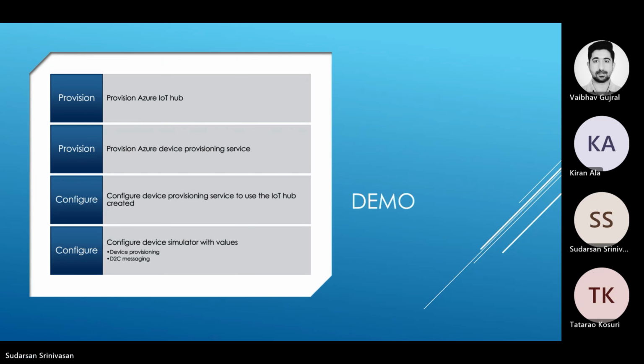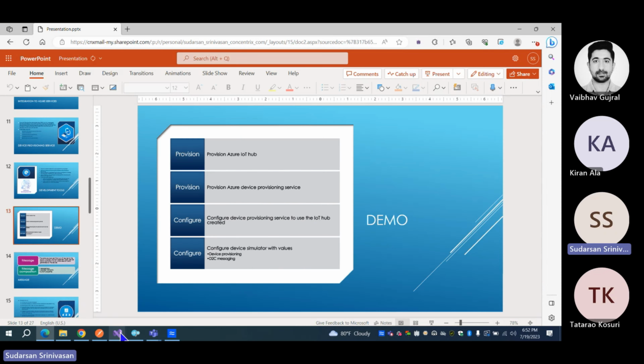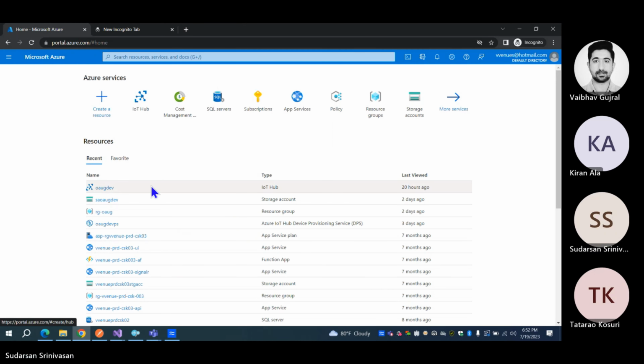For the demo, we would have to basically provision an IoT Hub and then a device provisioning service and configure it. I just want to ask the audience, what do you think would be an interesting way to go about it? Do you want to start provisioning it all together, or I also have pre-provisioned ones? I would go through the flow, but instead of clicking the final button, I'll just stop.